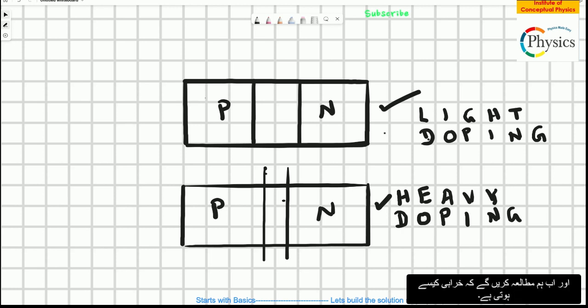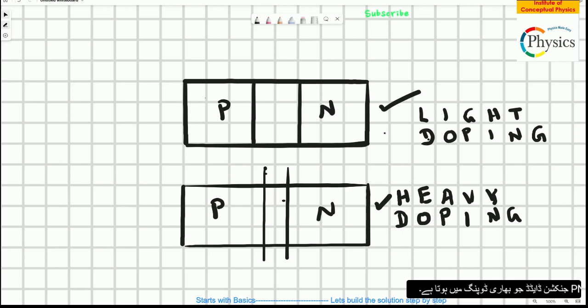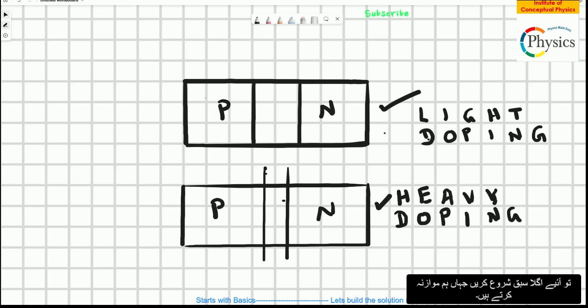And we will study now how the breakdown which happens in light doping compares with the breakdown of the PN junction diode that happens in heavy doping. So let's start the next lesson where we compare the details of breakdown in the light doping scenario and the details of the breakdown in the heavy doping scenario.